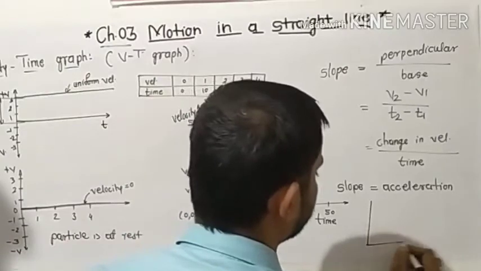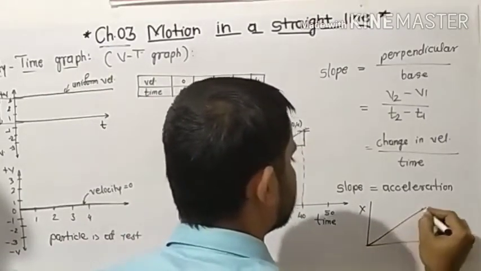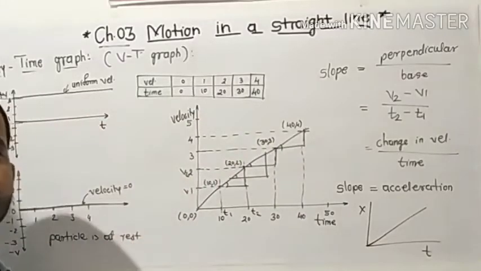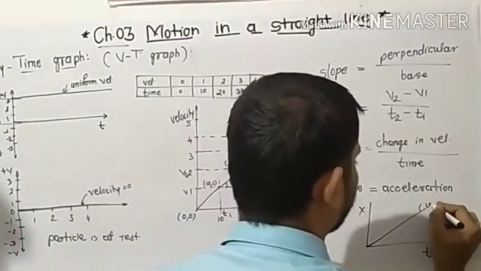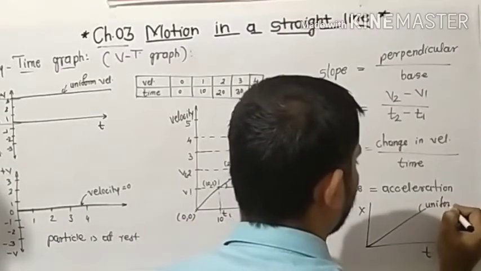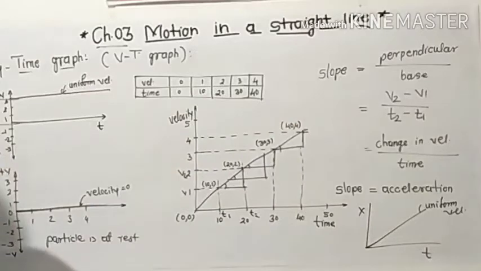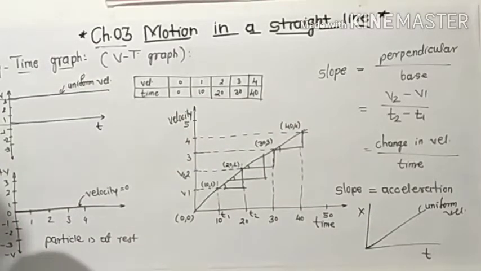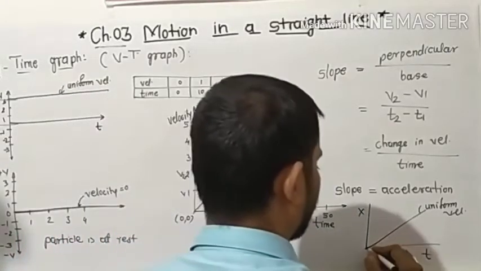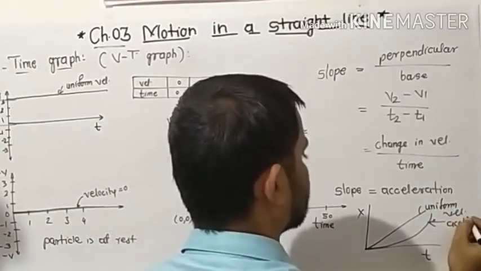In the xt curve, this straight line indicates what? This straight line indicates the uniform velocity. And in case of the xt curve, to indicate the acceleration, which curve are we getting? We are getting this curve.